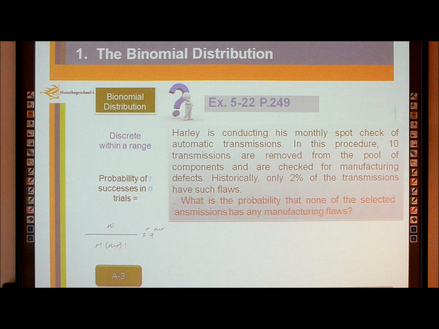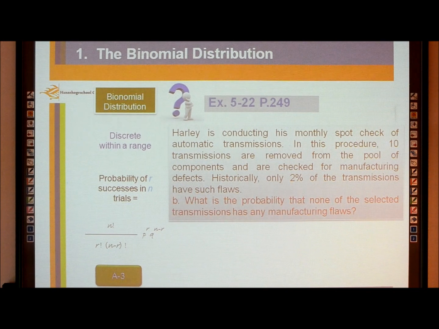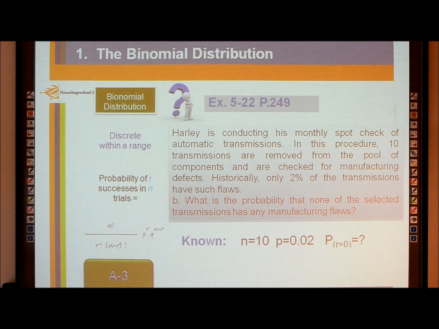Now let's look at the second question. What is the probability that none of the selected transmissions has any flaws? That means r is 0. We still use n equals 10 and p is 0.02, and we check the table and get a solution. When r is 0, that means none of these selected products has flaws. Then the probability will be 0.8171. That means if you choose 10 products, there is an 81.71% chance that none of the products has any flaws.